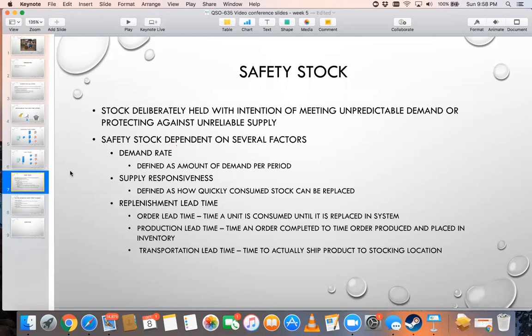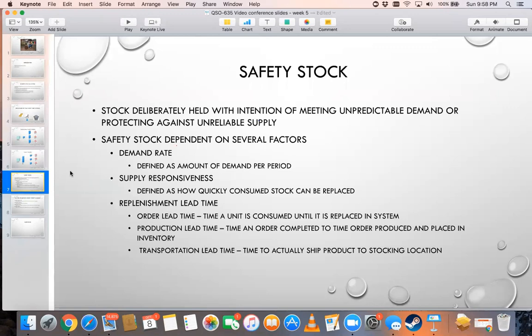It's very simple. The amount of demand per period. Supply responsiveness, which is on the other end of our supply chain. How fast can we replace the stuff that we consume? And then in the middle, we have the replenishment lead time.